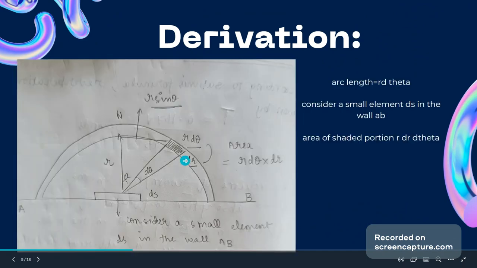Before starting, we are considering a small element dS in the wall AB, where dS is going to act as the source, and we are considering a shell of radius r from this dS surface. In the small angle d theta, there is a small surface, and the thickness of the surface is given as dr, and the arc length is going to be given by r d theta. Therefore, the area of the shaded portion is going to be r d theta dr.